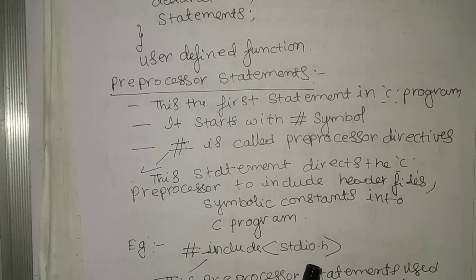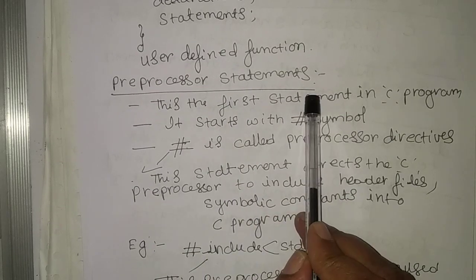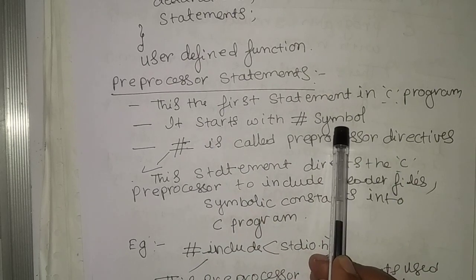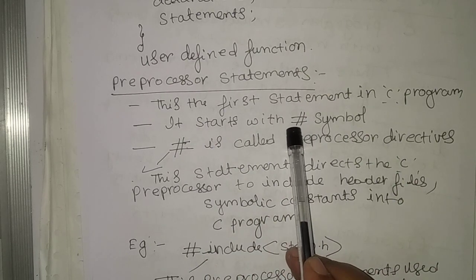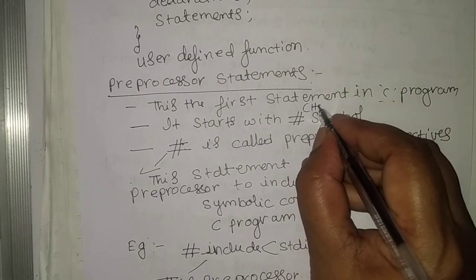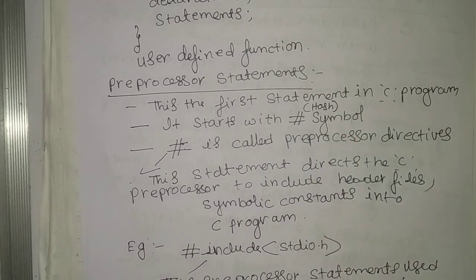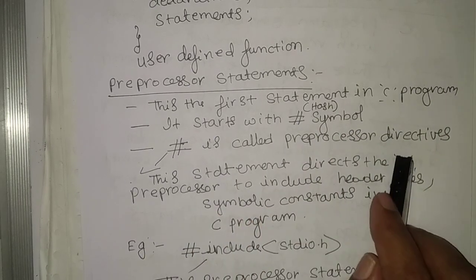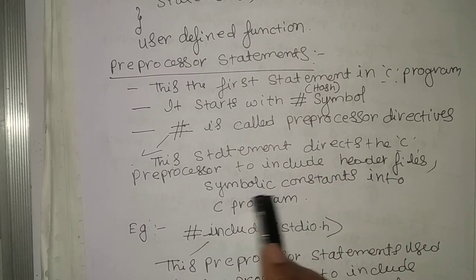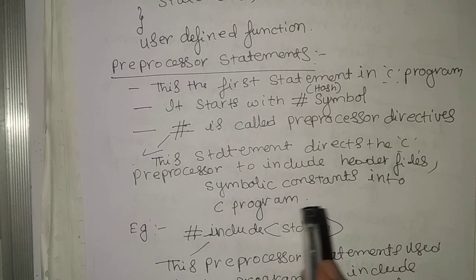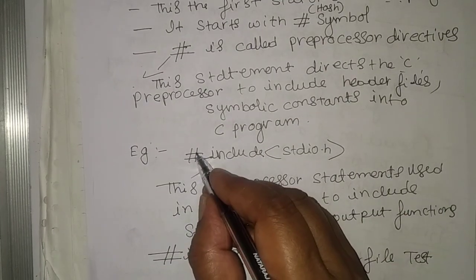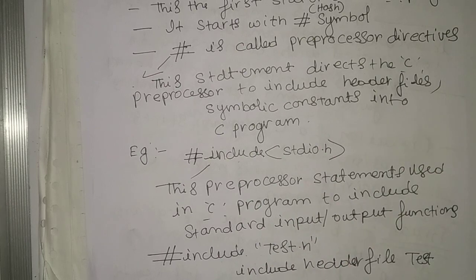So we'll see what the preprocessor statement is. The preprocessor statement is the first statement in the C program. It starts with a hash symbol. This is called a preprocessor directive. This statement directs the C preprocessor to include the header files and also symbolic constants into the C program. So what is this? This is the statement: hash include stdio.h.